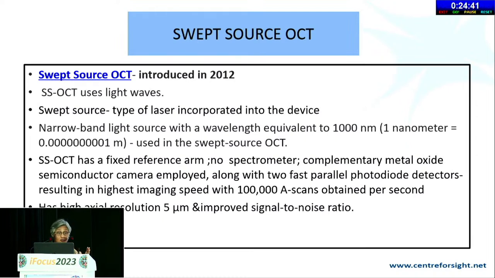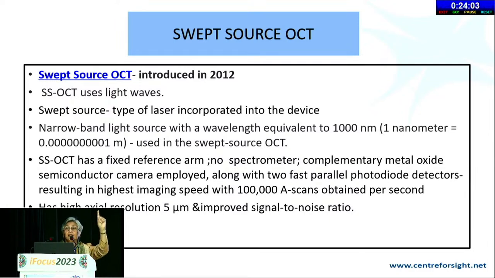Now comes the swept source OCT, which was introduced in 2012. It uses light waves. It has a very narrow bandwidth, which it passes across various frequencies, catching all the light. This has a fixed reference arm, just like the spectral domain. It has no spectrometer, unlike the spectral domain, but it has a complementary metal oxide semiconductor camera. Believe you me, I don't understand this, but you've got to write it in your exams. Along with two parallel photodiode detectors, it results in very high speed.